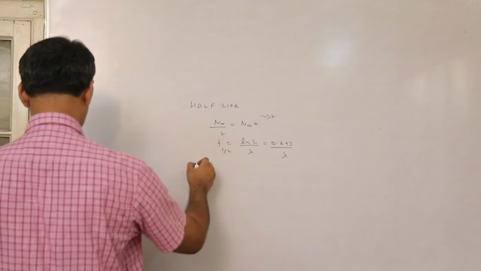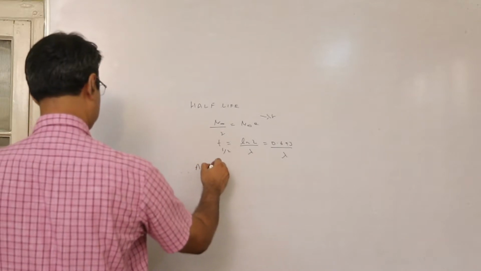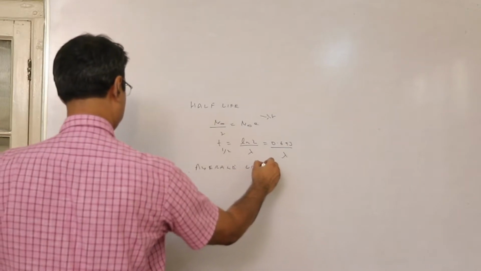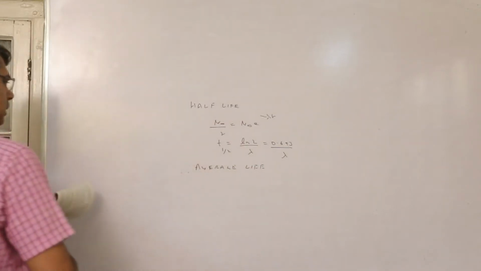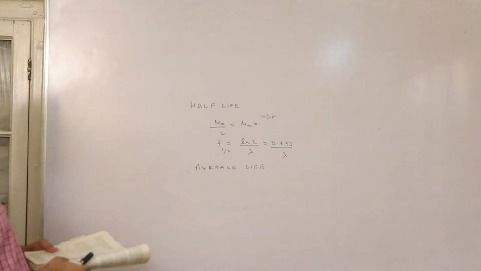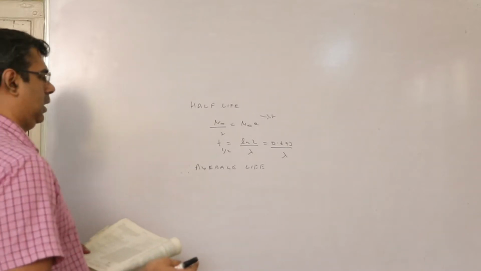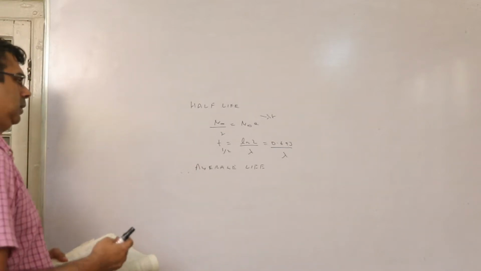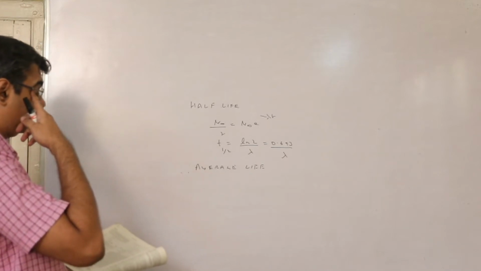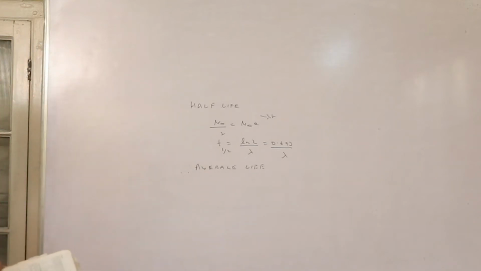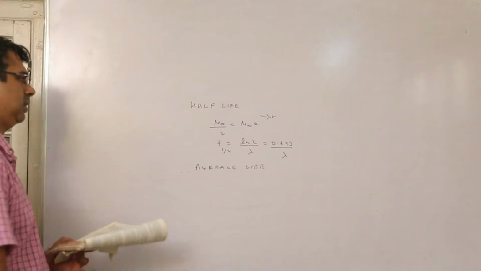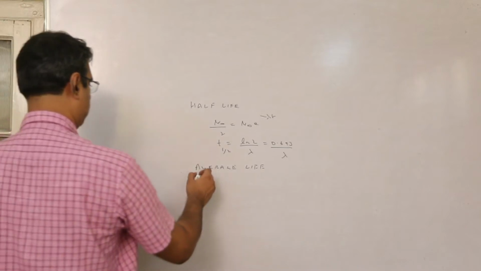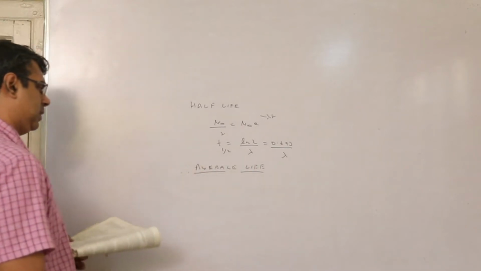Now there is another calculation called average life. It's more convenient to calculate the half-life because, you can see from the nature of the law, the radioactive sample will take an interminably long time to completely disintegrate. So half-life is a very useful calculation, but sometimes we also calculate the average life.